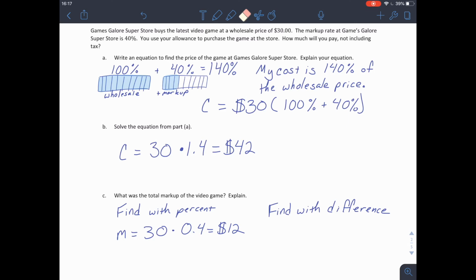Since in this problem we already found our new price that included the markup, we can just subtract the original price of $30, that wholesale price, to find that it was marked up $12. So when we're solving these problems with markup and markdown, we have to do addition and subtraction, but we get to choose whether we do it with the percent or whether we do it with the amounts that we get with our percents.